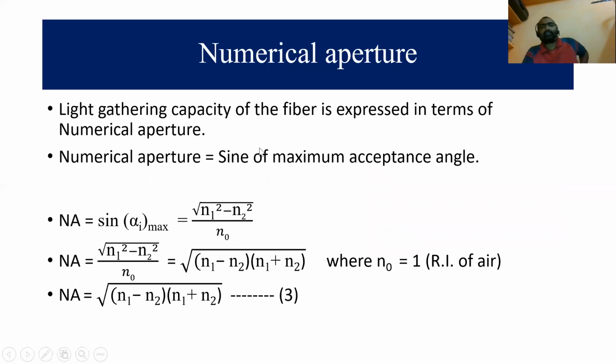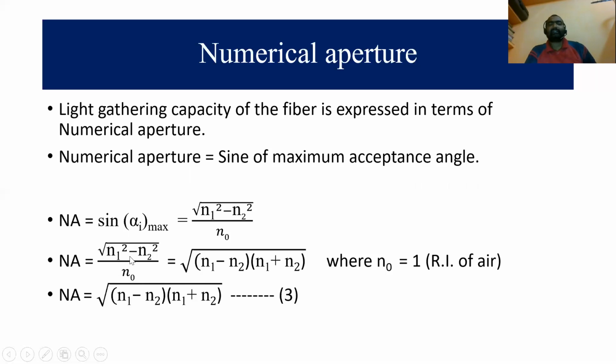Let us see the concept of numerical aperture. The light gathering ability of the optical fiber is called numerical aperture. Numerical aperture is mathematically defined as the sine of the maximum acceptance angle. So numerical aperture NA equals sine of the maximum acceptance angle alpha i max, that equals square root of n1 square minus n2 square by n0. This is the expression for numerical aperture. So numerical aperture equals square root of n1 square minus n2 square by n0.